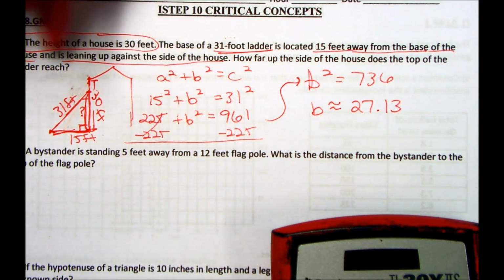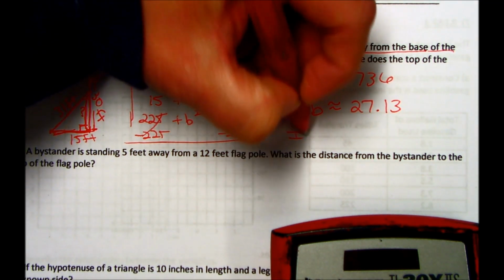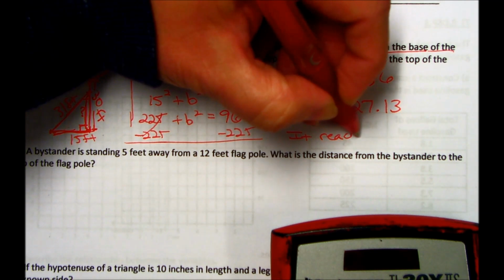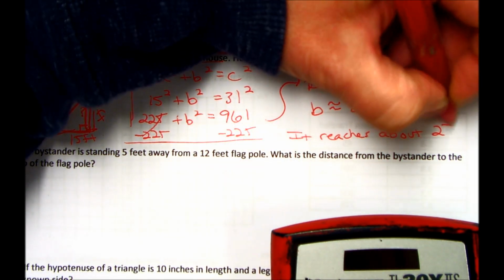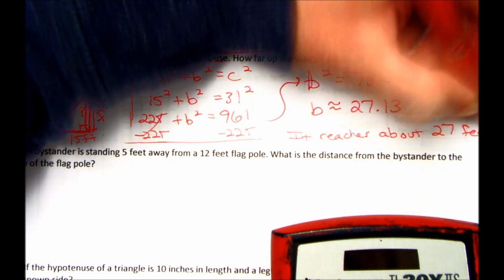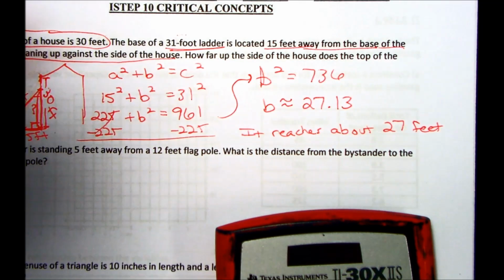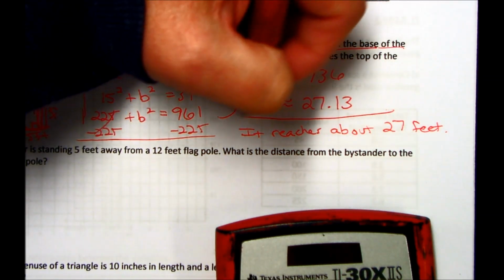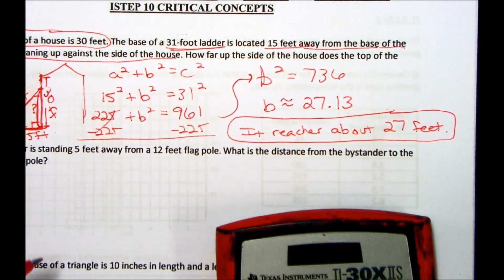So to answer the question, how far up the side of the house does the top of the ladder reach? It reaches about 27 feet, because 27.1 is pretty close to 27. So that would probably be a good answer. But again, read your directions, and make sure that you're rounding correctly and looking at what they want you to round it to.